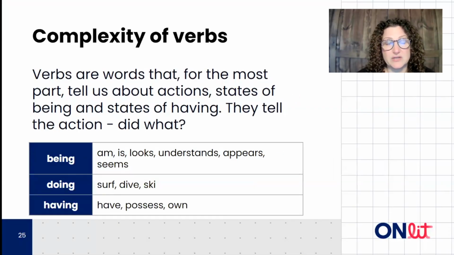Verbs also vary in their complexity. Most often, we think of verbs as showing action. These are the simplest and most concrete to work with. The verbs that represent being and having are more complex and harder for students to visualize.